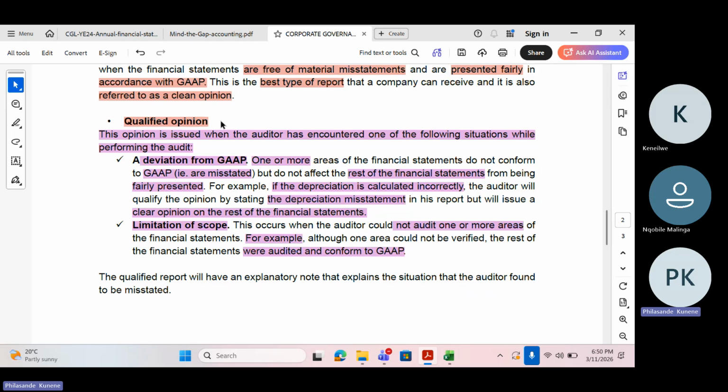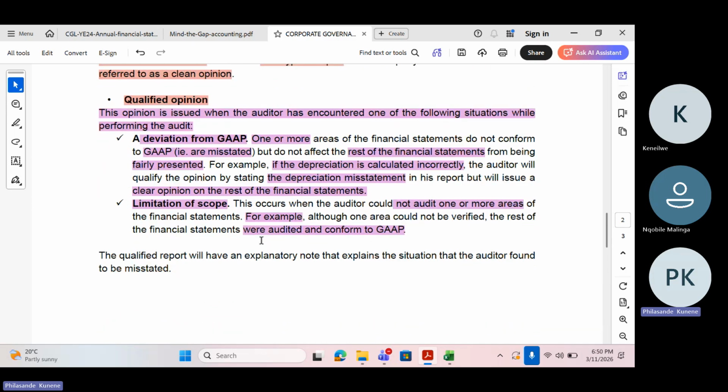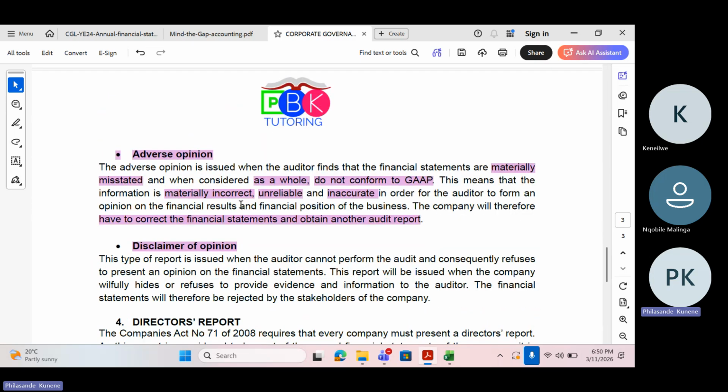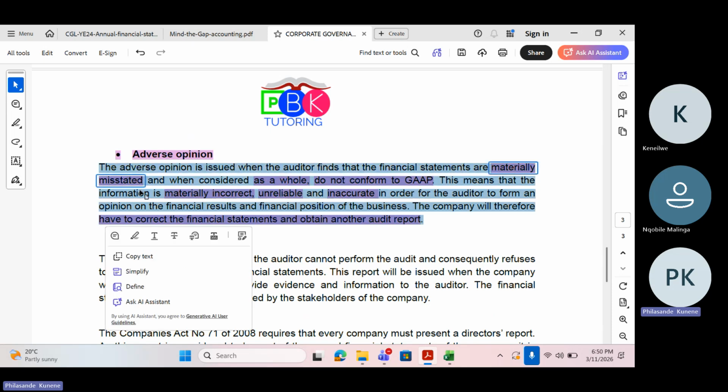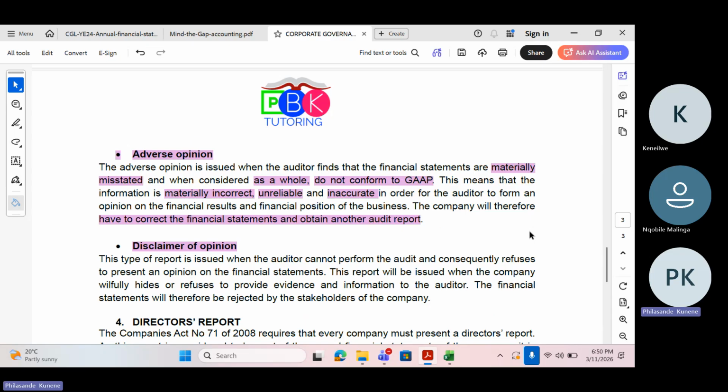I can qualify. I can say this one is fine because one or two things are big errors. With unqualified, there are no big errors. Here, there are one or two big errors. But in the adverse, everything has big errors. In all the financial statements, there are big errors. This one is a red flag. That is an adverse. Materially misstated.